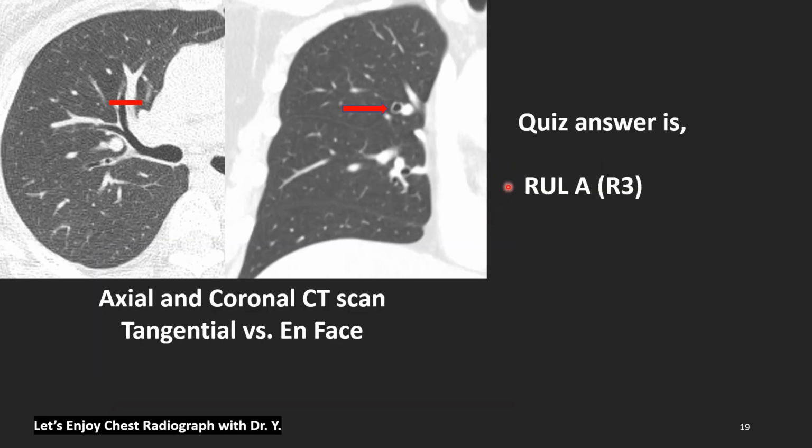What is your answer to the previous session's quiz? Yes, correct. Right upper lobe, anterior segmental bronchus. And the white one is the pulmonary artery, the anterior segment artery. The left side is an axial image of tangential view. The right side is a coronal image of en face view. This one is the right upper lobe anterior segmental bronchus and pulmonary artery.